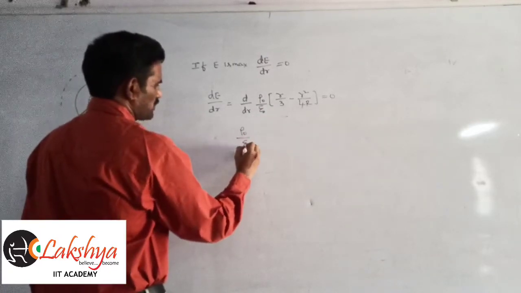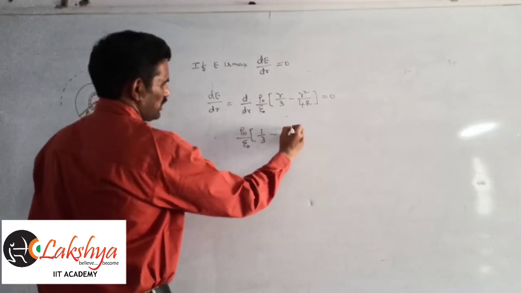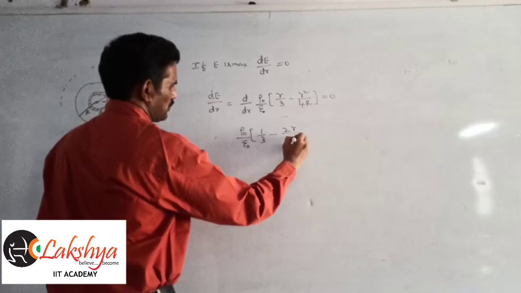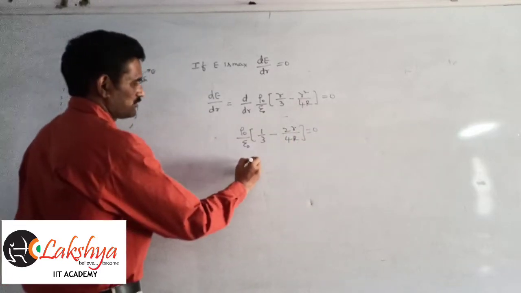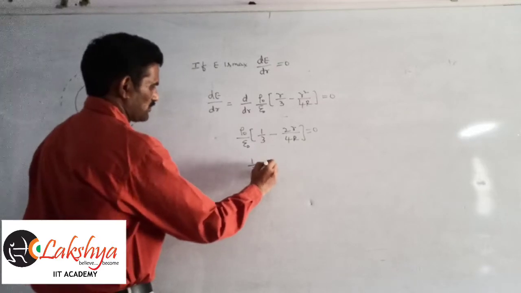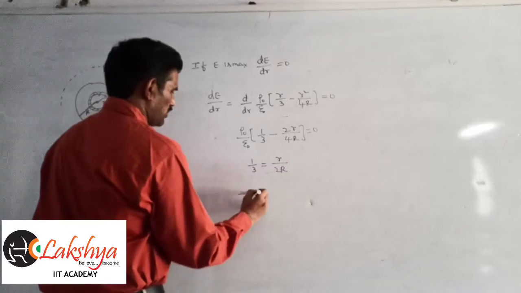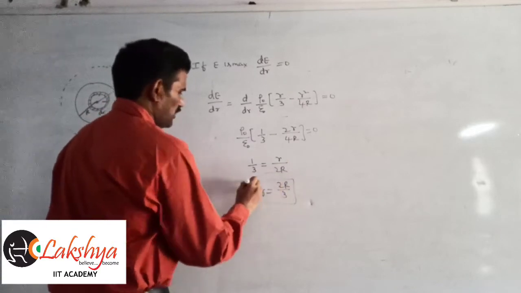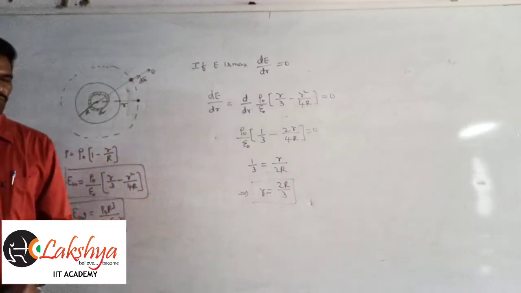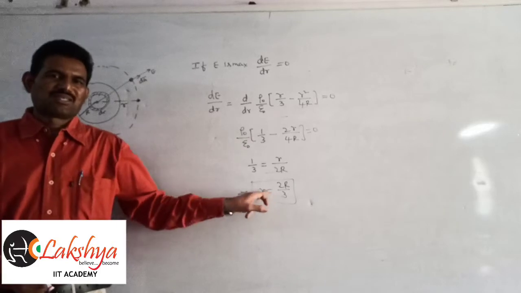Rho naught by epsilon naught into the differentiation of r is 1, so 1 by 3 minus 2r by 4R. So this is equal to 0, right? And so I can write this as 1 by 3 is equal to r by 2R, and therefore this r is equal to 2R by 3. That means at a distance of 2R by 3 from the center, the field is becoming maximum.